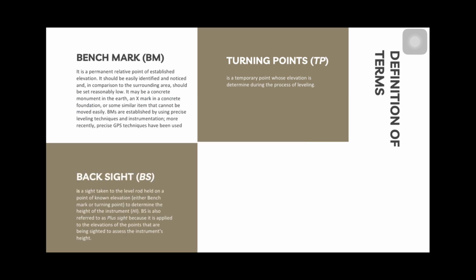Now let's move on to the backsight or BS. The backsight is the very first reading we take from the instrument. It is always taken on a point of known elevation, usually the benchmark or a turning point. The purpose of the backsight is to help us calculate the height of instrument. You can imagine it as the surveyor looking back to where the height is already known.